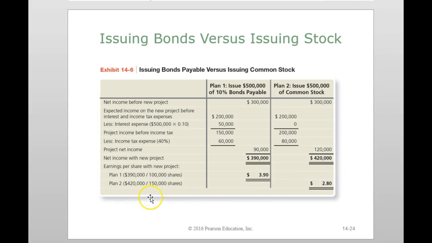We also have to look at the earnings per share. And look what happened. We increased our shares by 50,000, and now my earnings per share are only $2.80. So which project do you think they're going to do? They're probably going to do the bond, because the earnings per share are higher. So that's why sometimes they will issue bonds and increase liabilities rather than increasing stock or stockholders' equity.